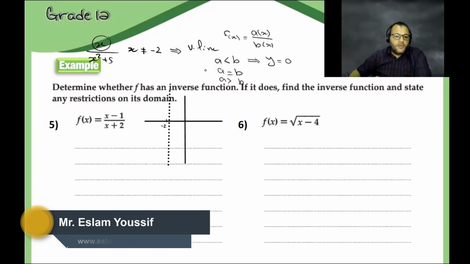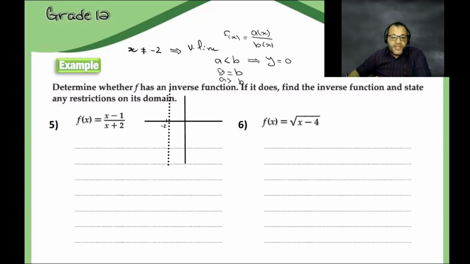The second case is when the degree of the numerator is equal to the degree of the denominator. How can we find it? Just take the leading coefficient. What is the leading coefficient here? 1. So y equals 1 over 1, which is y equals 1. You understand? Just take the leading coefficient. If the degree of the numerator is greater than the degree of the denominator, there is no horizontal line of asymptote. So for the first one, we have a vertical line and a horizontal line at y equals 1.